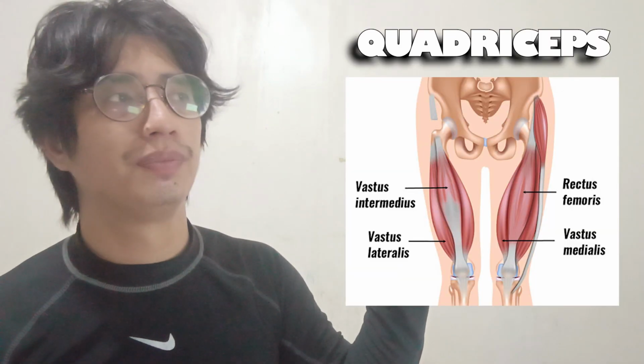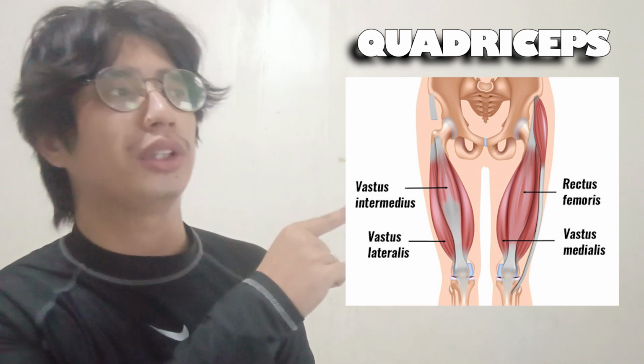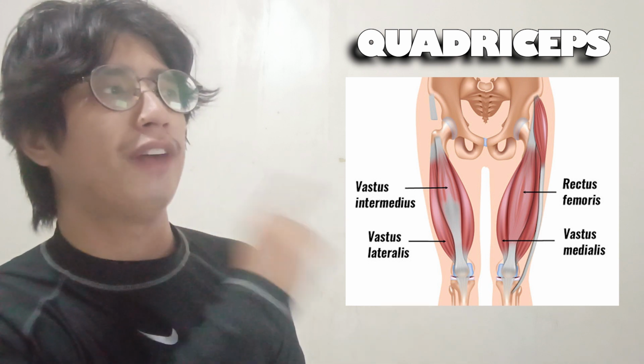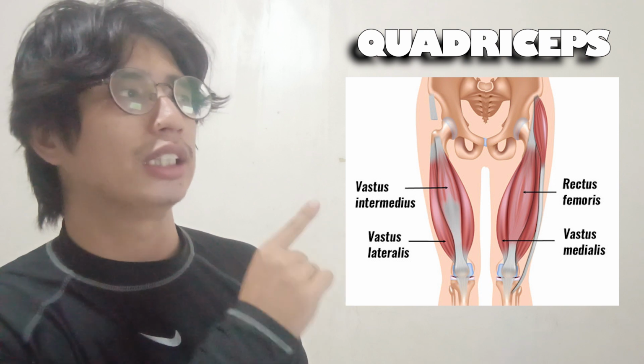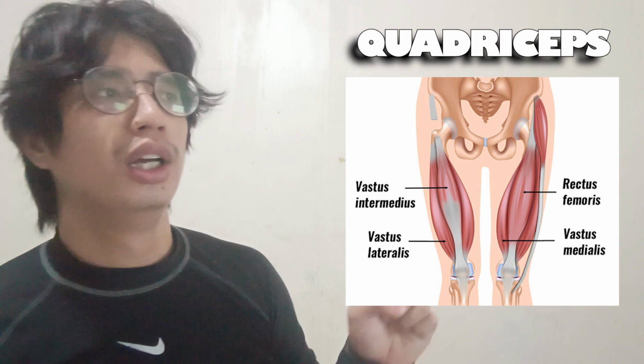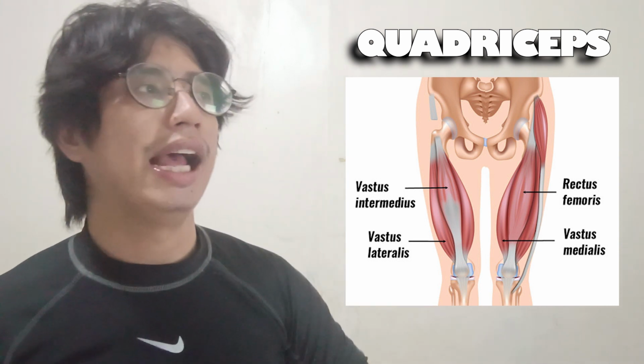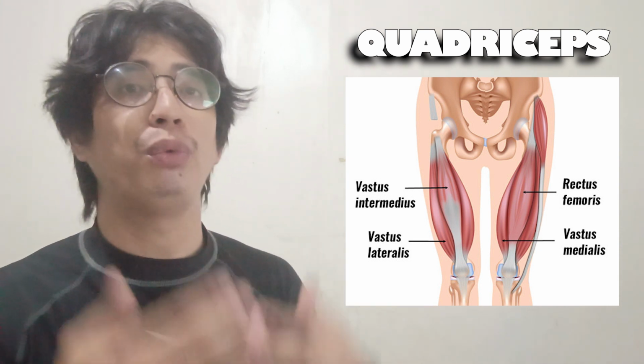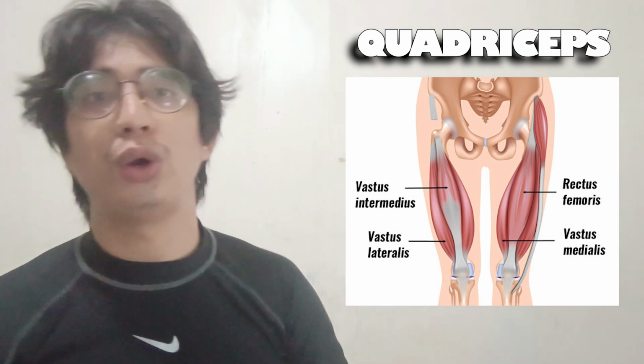Let's go ahead and talk about the muscles of our lower body. First on our list, we have the quadriceps. First, we have the rectus femoris, followed by the vastus lateralis. Second is the vastus medialis, and lastly, the vastus intermedius. This muscle group helps us to have extension of our knee when we are walking or jumping.